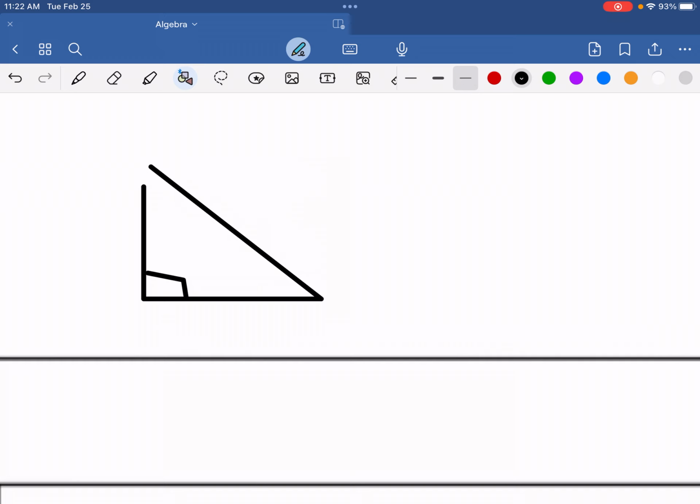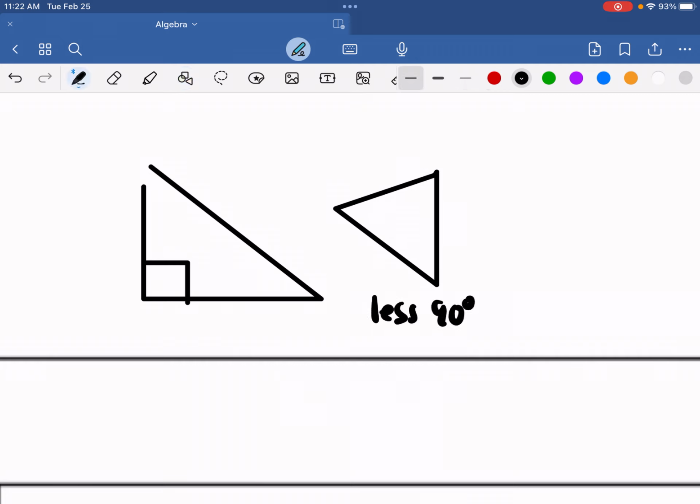That's a right triangle. An acute triangle is something smaller, where all of the angles on the inside are less than 90 degrees. There is nothing inside that is more than 90. So it could be 80, it could be 82. And then the last one, if I do 180 minus 80 minus 82, it's 18. So this is an acute triangle where they're all less than 90.